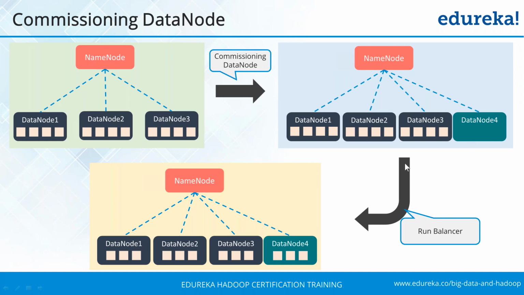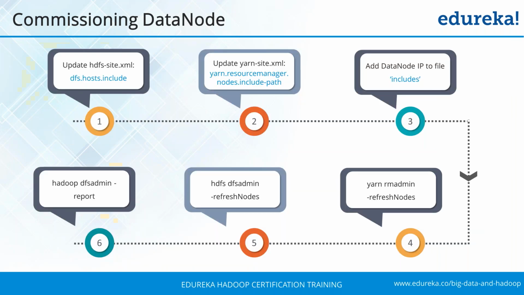You will add a new data node. You will run a utility called balancer so that the old data can be moved to this new data node. This is how the process will be. You will update the hdfs-site.xml. You will update the yarn-site.xml with these configuration properties. And then you will add the data node IP addresses to the includes file. And then you will update the DFS admin reports. You will run this command, dfsadmin refresh nodes, and the yarn rmadmin refresh nodes to add this new data node and node manager. So let's go through this one by one and see how it actually works.